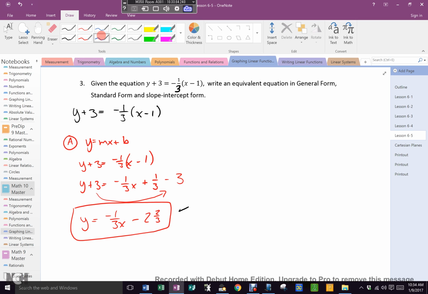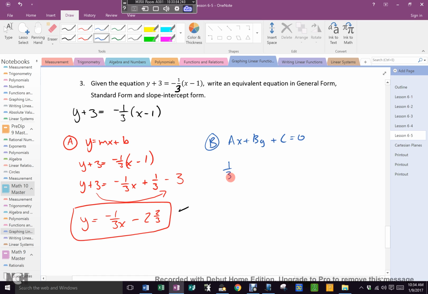General form? That just means getting rid of all the fractions, yeah? So general form, I need ax plus by plus c equals 0. So everything on one side, a positive, and no fractions. So what would I need to move here? I need the number that's with x to be positive. Is it? So am I going to move it?